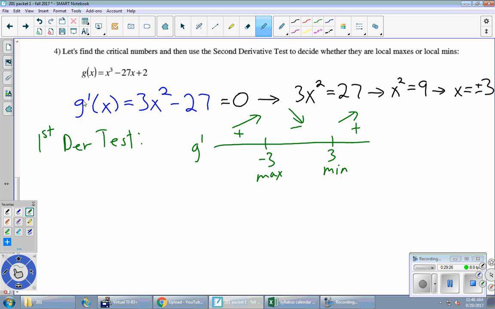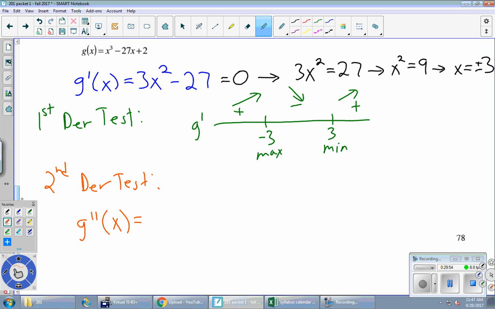But instead of doing that, we could do the second derivative test. It is going to answer the same exact question and is going to come to the same conclusion, that -3 is a max and 3 is a min. So it's not like you do this one too. It's just another option for you. Okay, second derivative test. Clearly we need to calculate a second derivative, so let's do that.